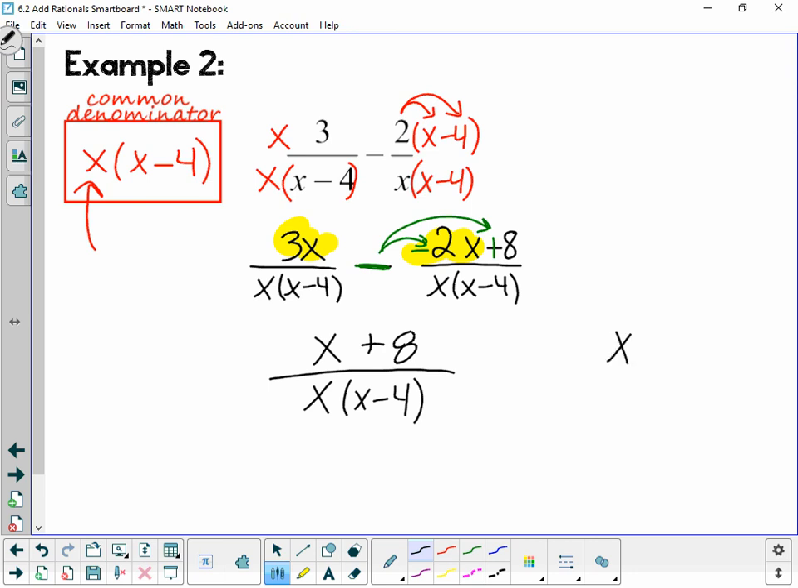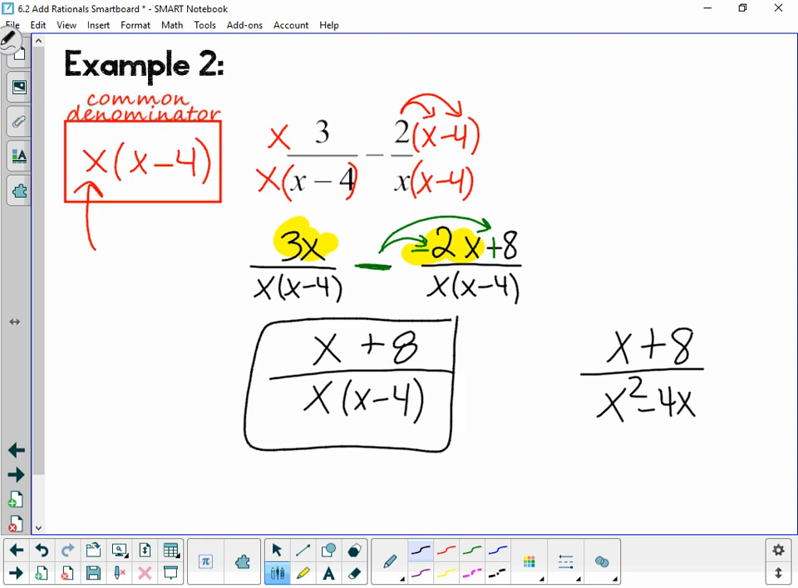Now it's not wrong to distribute that denominator. That's a fine answer as well. It's just not necessary. I usually just prefer it if you leave that denominator in factored form. So there's no need to multiply that out.